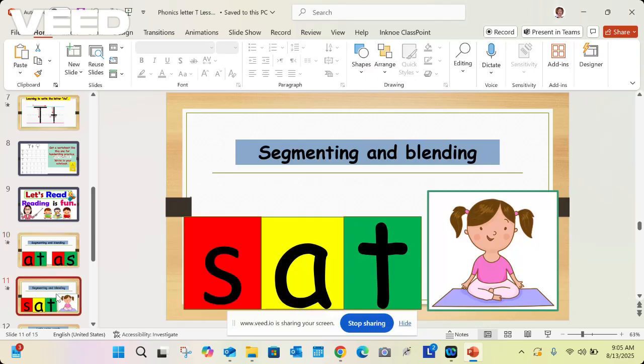Next one. Now we have our CVC word, 3-letter word. Okay, look at the girl. The girl is sitting. So let's read the word. We are only reading words with the letter sounds that we have learned so far. Okay, so for this one, we are going to use only these letters because these are the ones we have read only. So let's say the letter sound S, A, T, S, A, T. Can you do it for me?